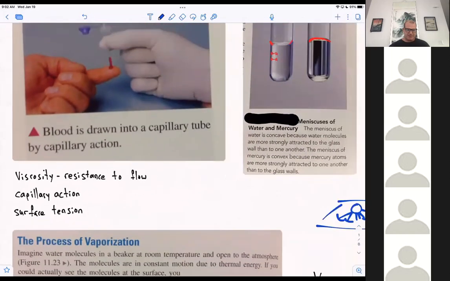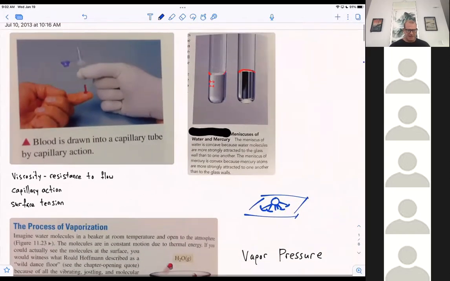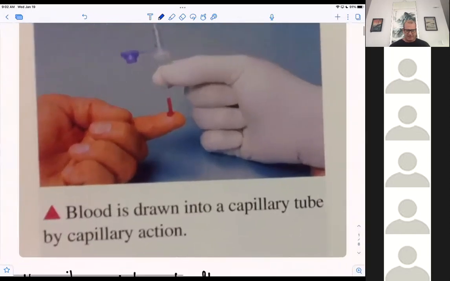And there's something also called capillary action. If you see here, there is an image of a capillary tube. Someone is getting a finger pricked, and then the blood is being drawn up the tube. The fact that you can draw liquids up a tube, that's known as capillary action. And if you've also noticed, the tiny blood vessels in our bodies are called capillaries.